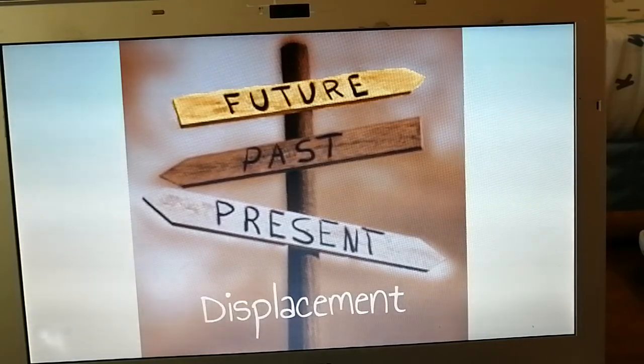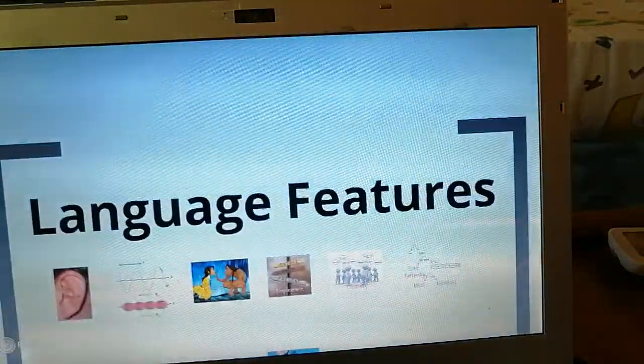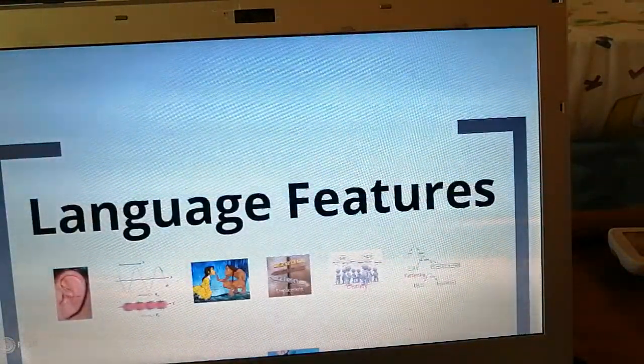We can talk about present, past, future, conditional forms, subjunctive, many different forms. We can do abstractions with our language. That capacity is called displacement. The next feature is called creativity.